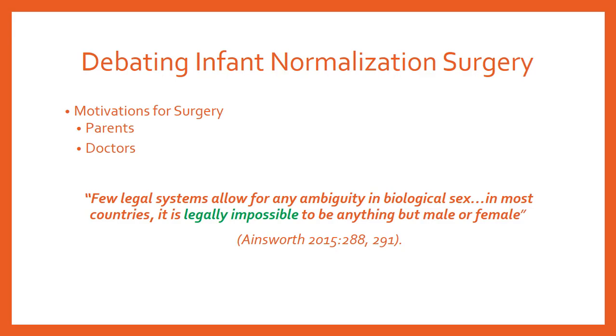In the past, doctors did not fully inform families about this condition because they thought they had an ethical duty to protect them. And I think if we think about the parents who had to make these decisions, we can sympathize with the decision they had to make because, as Ainsworth says, in most countries, it is legally impossible to be anything but male or female. So when parents think about where their child might fit in society, it makes sense that they may have chosen surgery when there seems like there is no actual place for someone who does not fit easily into male or female.